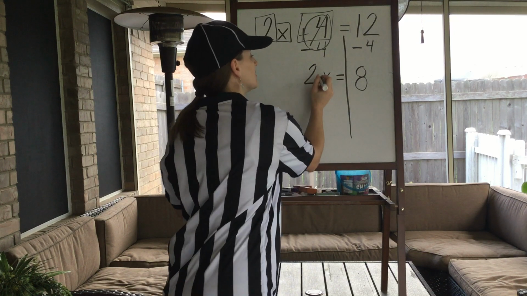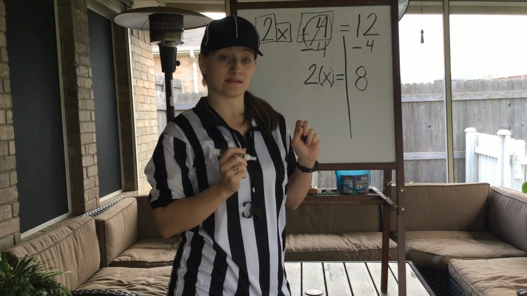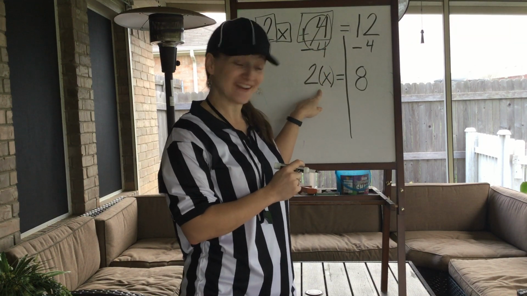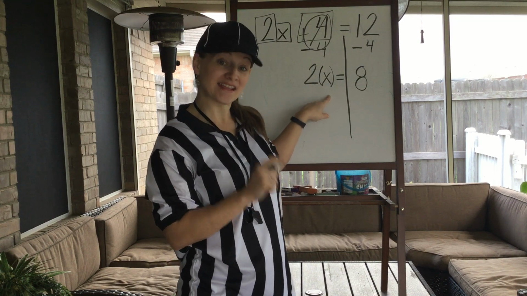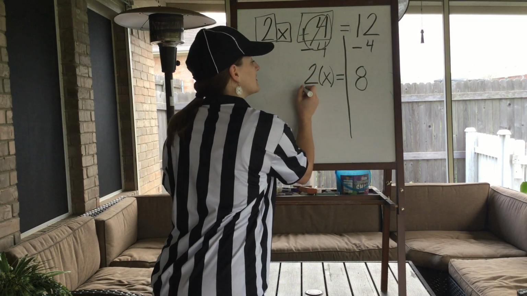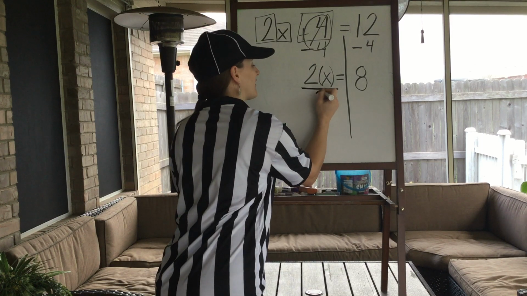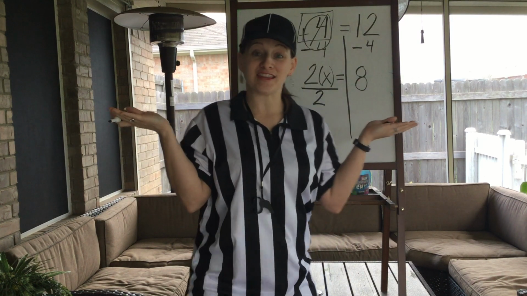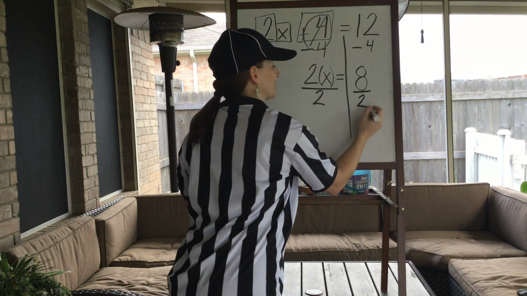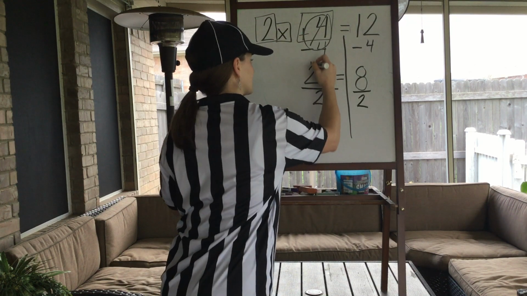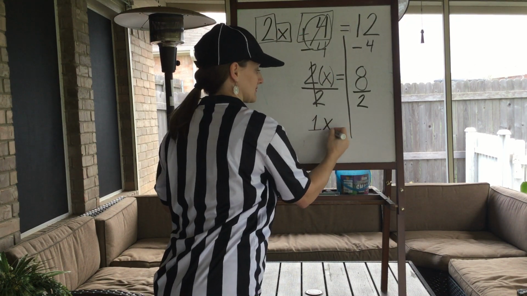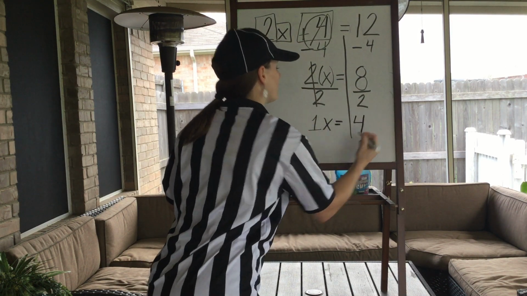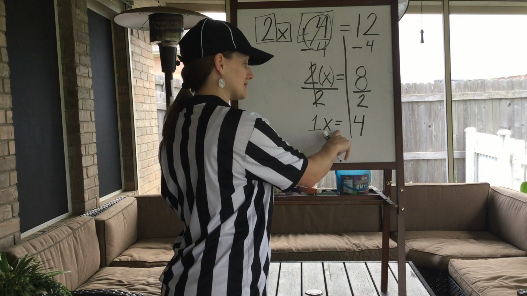Now notice how I said 2 times x. So because we did the opposite up here, we're going to go ahead and do the opposite operation down here. So if I have 2 times x, the opposite of that is going to be division. So we're going to go ahead and divide this side by 2, and once again, whatever you do to one side, you have to do to the other. So we're going to divide by 2 over here. Now 2 divided by 2 gives us 1x, and then we have 8 divided by 2, which is going to be 4. So now we know x equals 4.